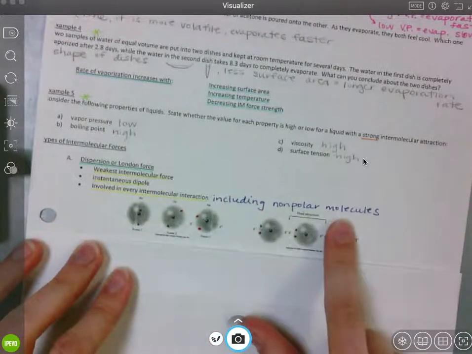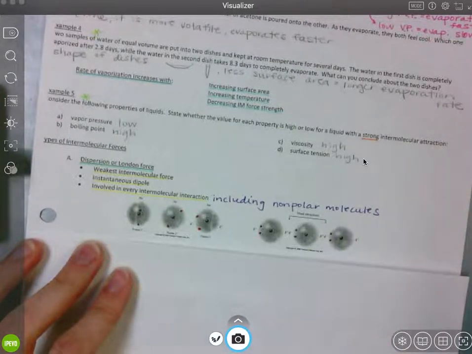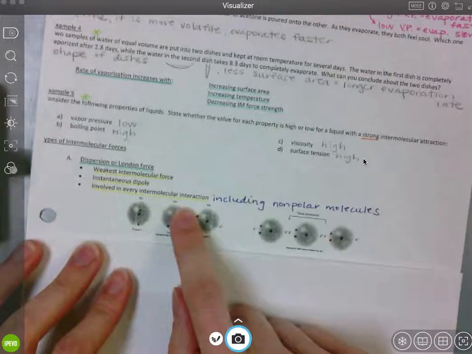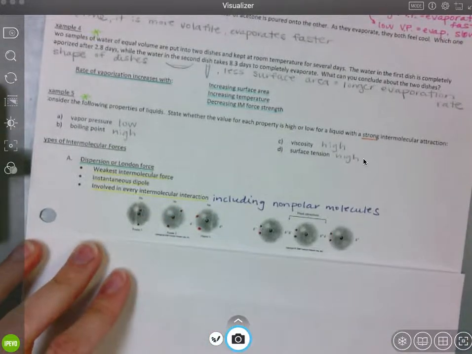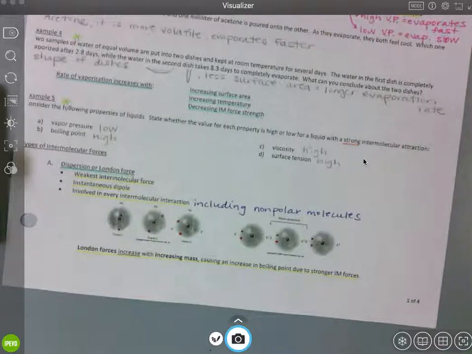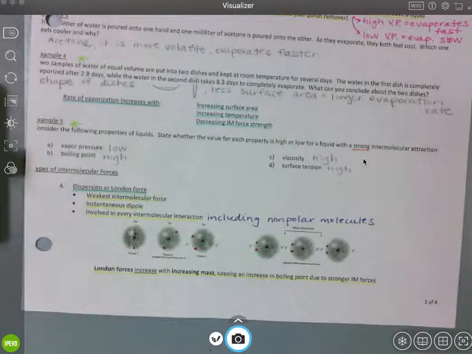So they're involved in nonpolar molecules, noble gases even, non-bonding. They're involved in every intermolecular interaction. Last thing on that page, our London forces are going to increase with increasing mass. So these cause an increase in boiling point due to stronger intermolecular forces.